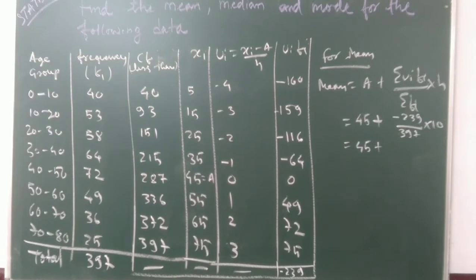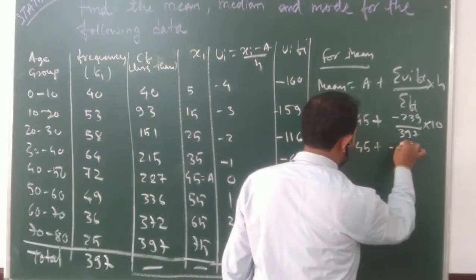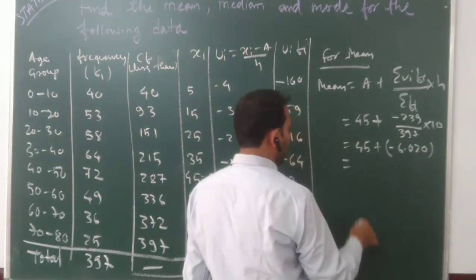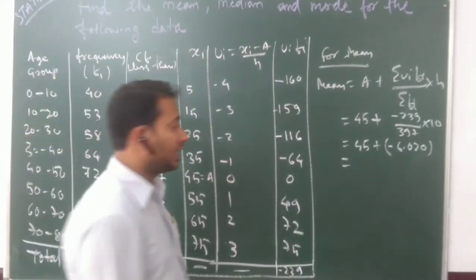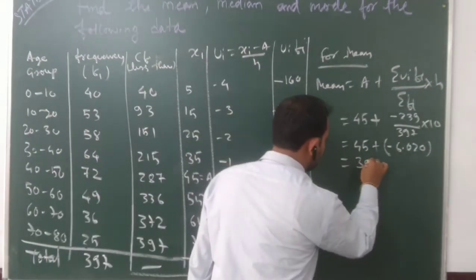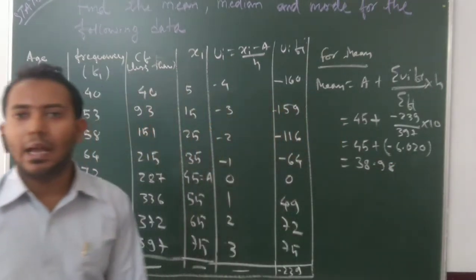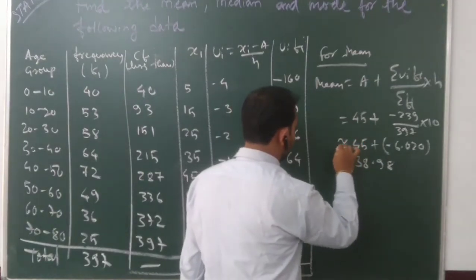If you solve it, you will get approximate. Exactly you will not get. I have used this one. Approximately we are getting -6.020, and our value will be what? Minus, we get 38.9 approx. Remember, we are taking approx. Here your result is not exact. These are approx.